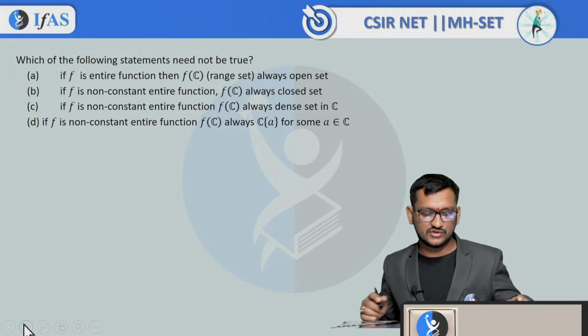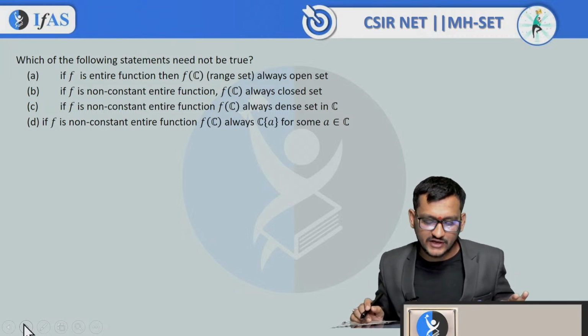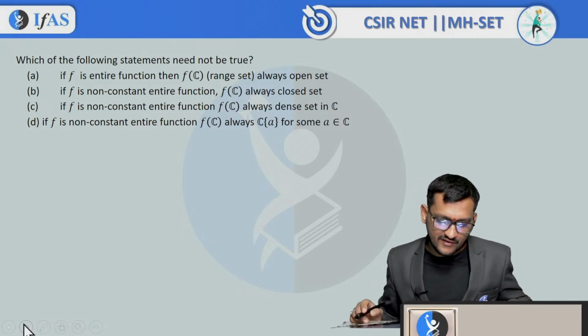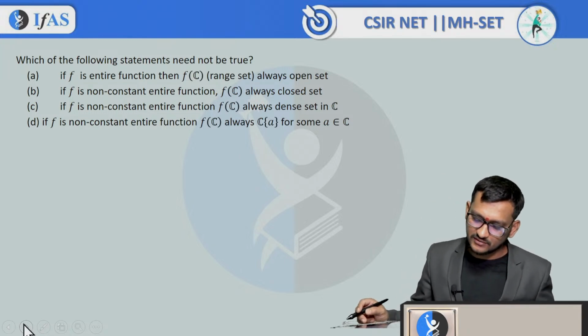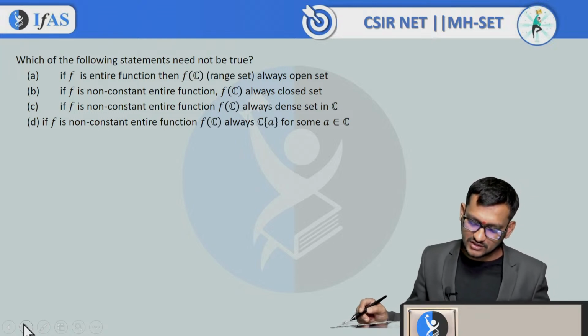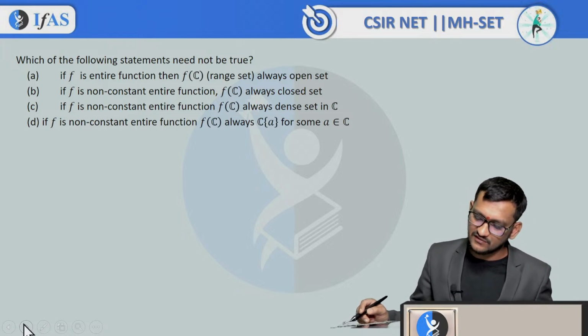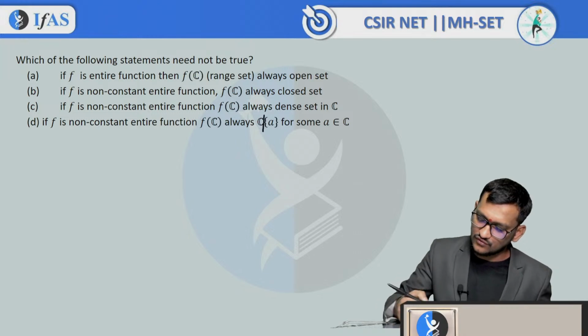Next question I have for you on the screen. Which of the following statements need not be true? If f is entire, can you say that f of C is always an open set? If f is non-constant entire function, f of C is always closed. If f is non-constant entire, f of C is always dense. If f is non-constant entire, f of C is always C minus alpha for some alpha.